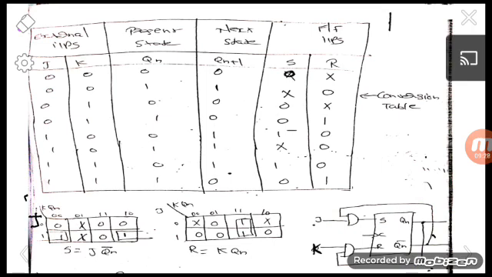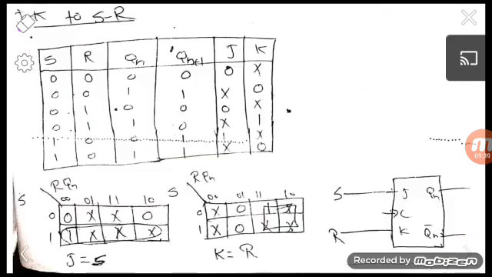Okay, so for converting one flip flop into another flip flop, we must know the excitation table of the available flip flop and also the truth table of the required flip flop. Another example is JK to SR. For that we have to write the truth table first, the entire table first.